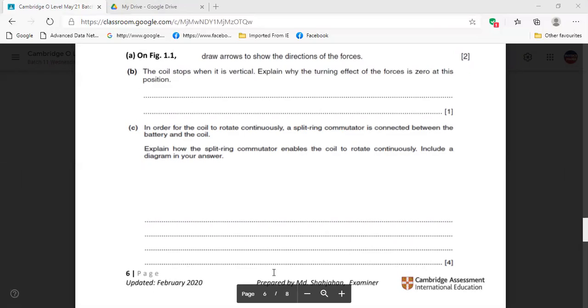In order for the coil to rotate continuously, a split ring commutator is connected between the battery and the coil. Explain how the split ring commutator enables the coil to rotate continuously. Include a diagram in your answer. So they are saying include a diagram. That means you have to draw the diagram. Okay.